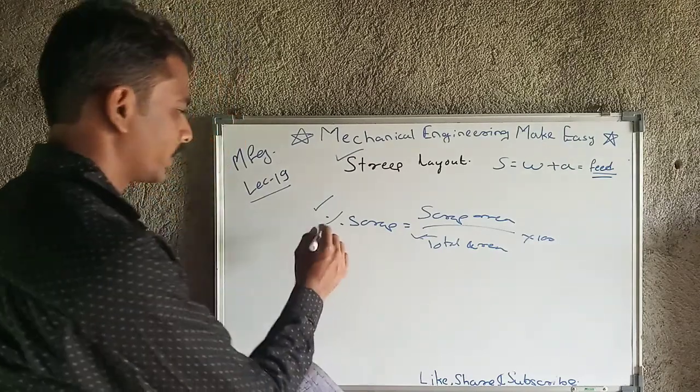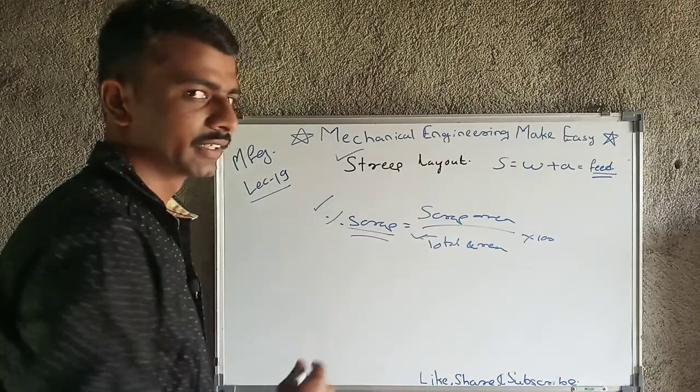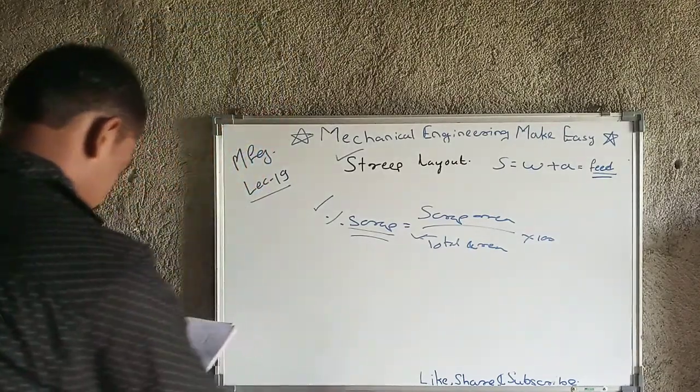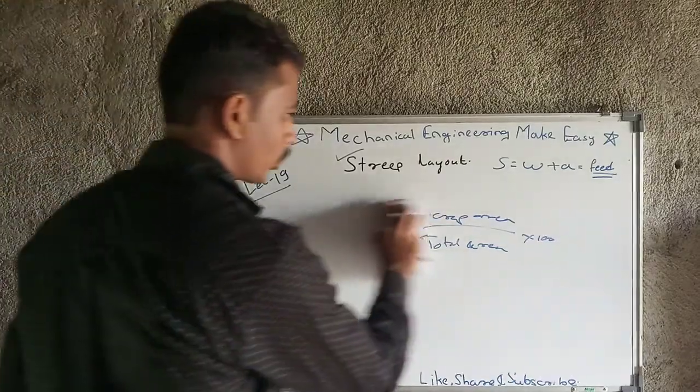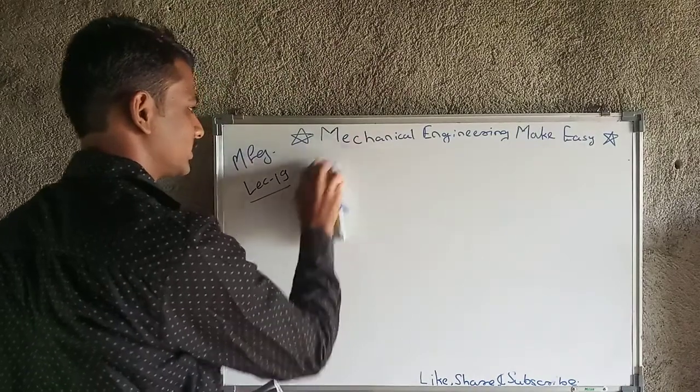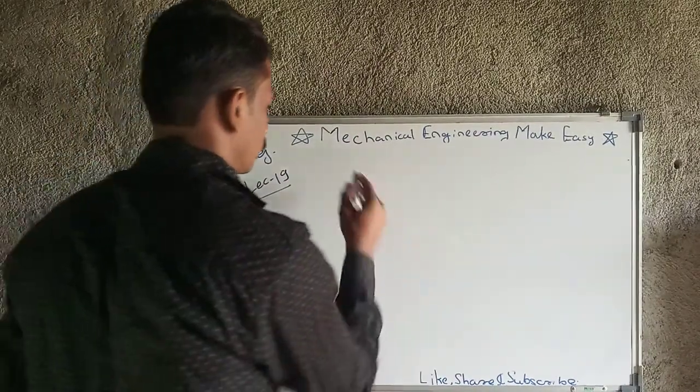Okay, so we have to reduce the scrap and we have to increase the percentage of utilization. This is the main basic aim. Then this is all about strip layout, and we will move towards our next topic, that is nothing but deep drawing.